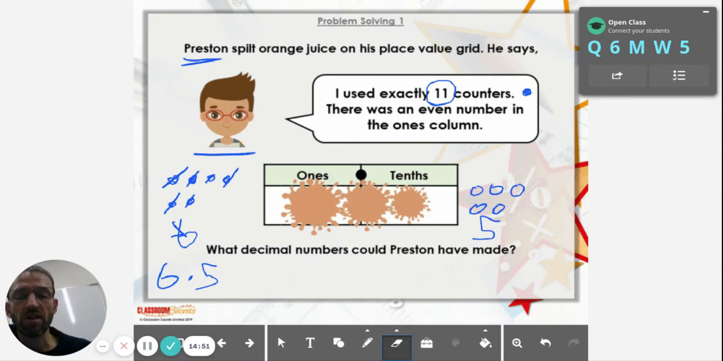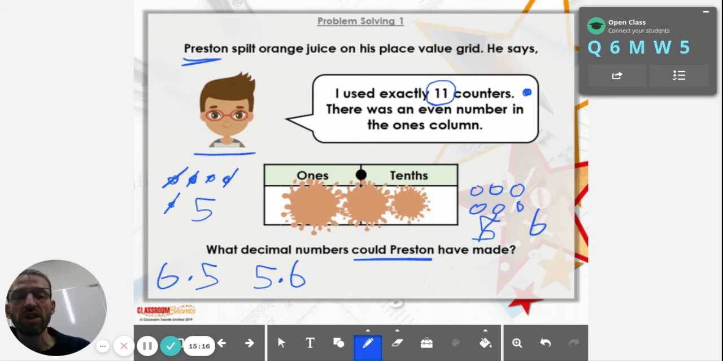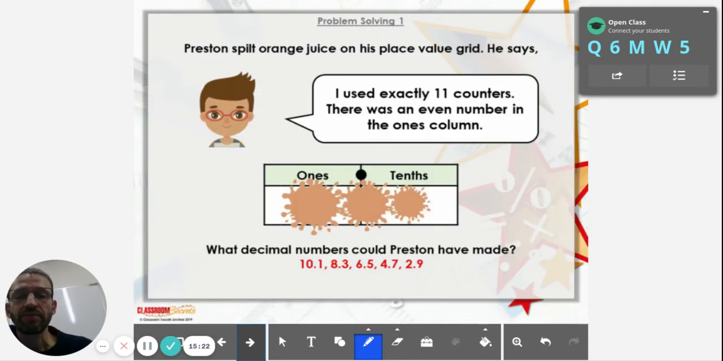Imagine I was to take my rubber and change this one so that Preston only had 5 in the ones. Okay, now he's only got 5 there. The one that's missing from there, because it's 11 counters altogether, I can pop over to the other side. So this is now no longer 5, this is 6. So it could be 5.6. What decimal numbers could Preston have made? So there's more than one answer here. That's a big clue for you, more than one answer. Lots of different answers, okay? 11.1, 8.3, 6.5, we had that one.